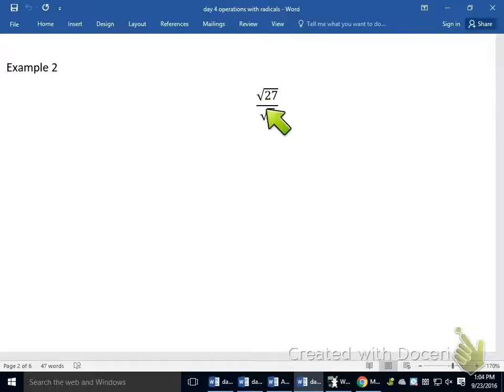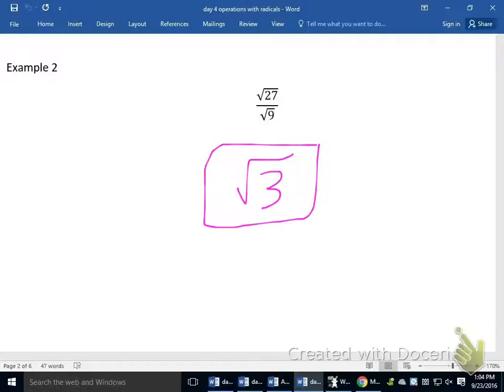But I tell you what, since they are both in square roots, you can actually go ahead and divide these two. So I'm going to actually reduce the fraction as the square root of 3. Because square root of 27 divided by square root of 9 is the square root of 3. And as I look at that, there's no perfect squares that can be divided out of it. I'm actually done. Now that was an easy problem.